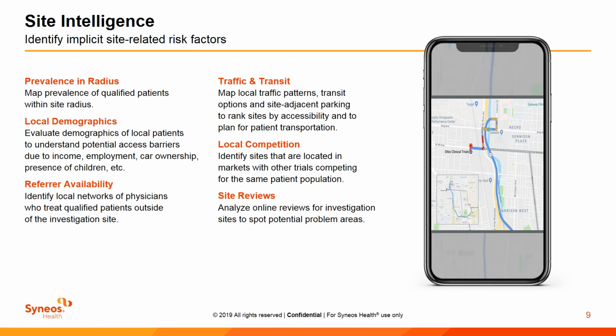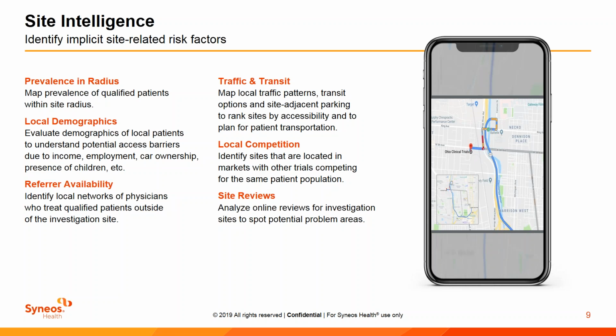Again, there are several different things we can look at when it comes to helping our site ID and feasibility teams. The 6 things that we do the most often are mapping the prevalence of qualified patients within site radius. Let's make sure that the sites that we are considering are within our population. And if they're not, we really need to understand how we can remove any barriers so that the sites that we have chosen where the patients are, they can get to it most easily.